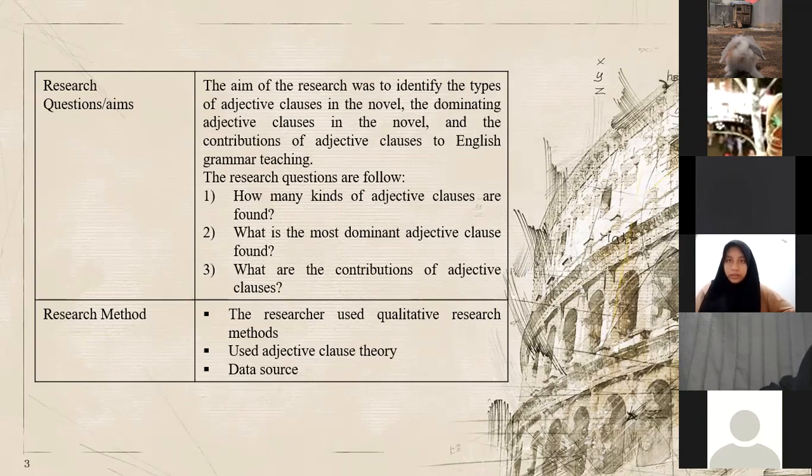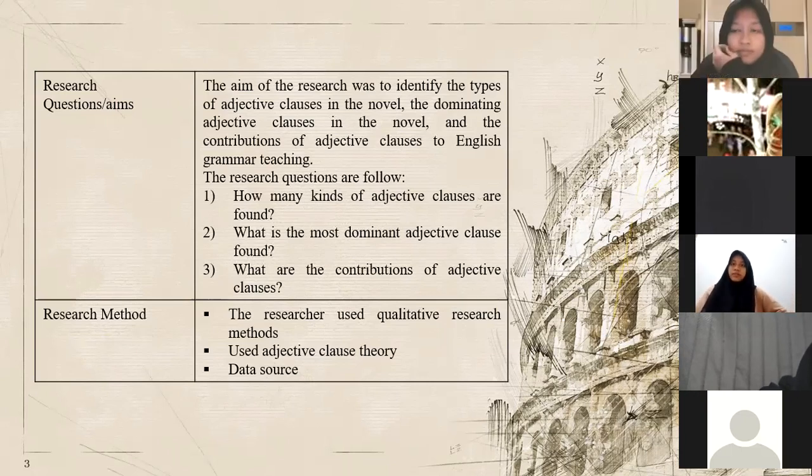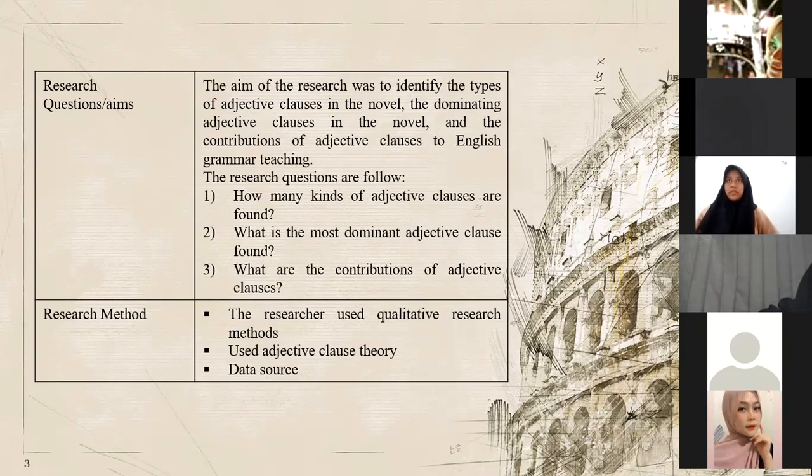Research method. The researcher used a qualitative research method, and also the adjective clause theory of Thomson and Martinet, which defines the relative pronoun used in this article. And then the data were taken from Jane Green's novel entitled Another Piece of My Heart.